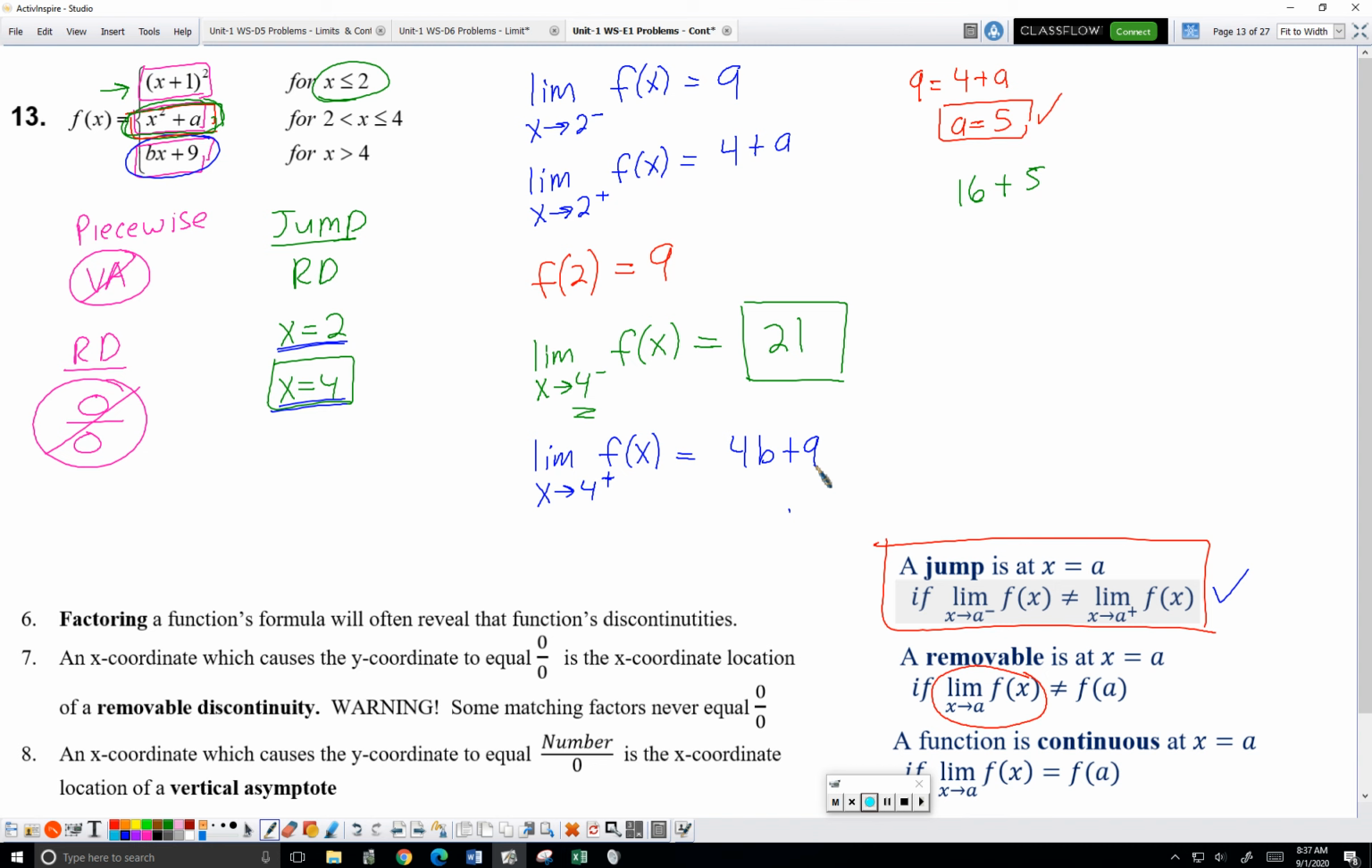Logan. Let's go. Daniel. So since the previous equation at 4 was 21, and we want it to be continuous, you have to make 4b plus 9 equal to 21. Perfect. Please raise your hand if you knew B was going to equal 3 before I did. 2 more points. Question?